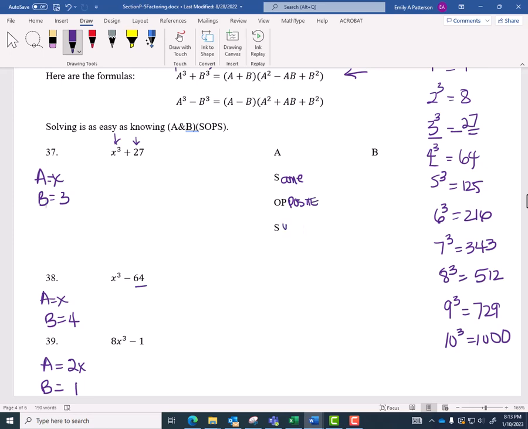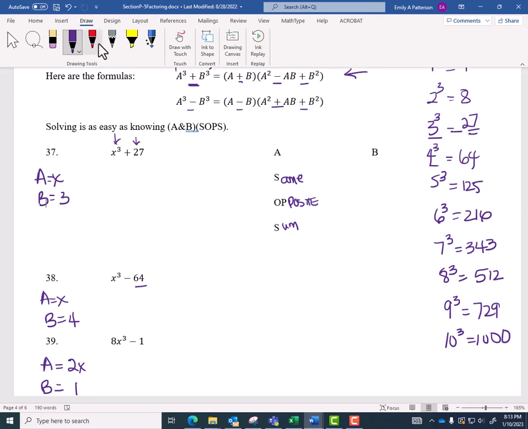and then sum. Meaning that if I'm looking at the sum of two cubes, then the first operation is going to be the same, the next one is going to be the opposite of the original, and this one is always going to be the sum. When I'm looking at the difference, this is going to be the same sign, the opposite sign, and then it's going to be the sum.